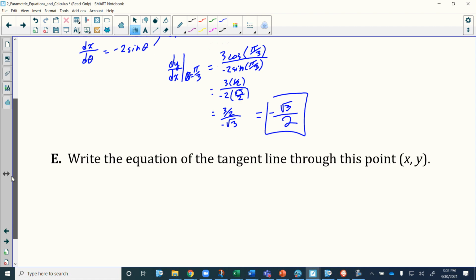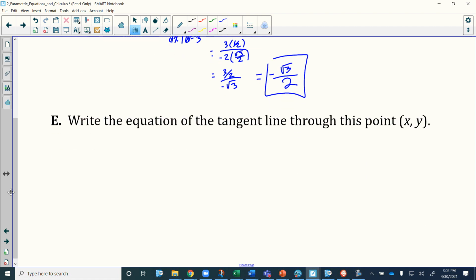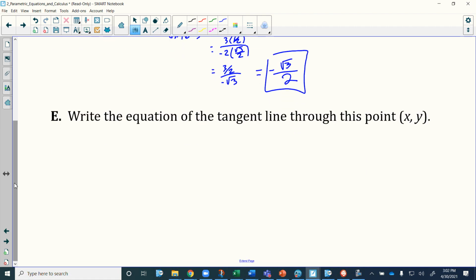And so the last thing it's asking us to do, it says write the equation of the tangent line. Now in this case, that goes through this point x and y. They're not giving us the point like they gave us on the last one. On the last example, they said use the point 3, 0. We have to figure out what point we are going to be tangent to with that slope.